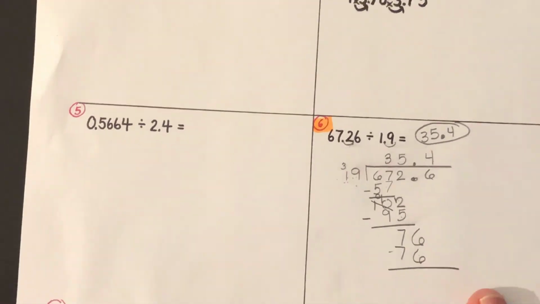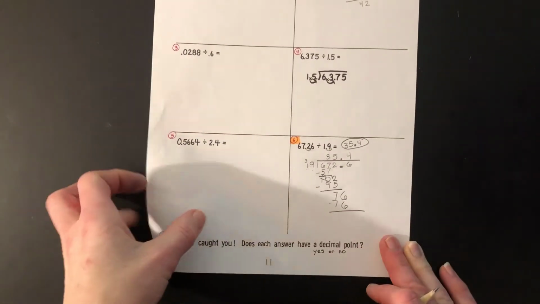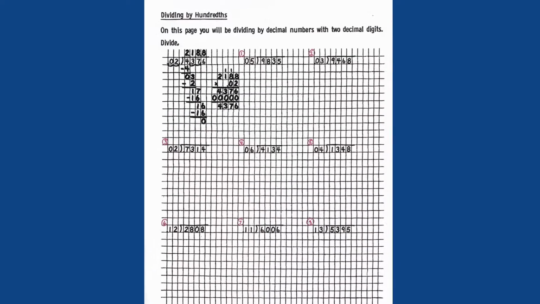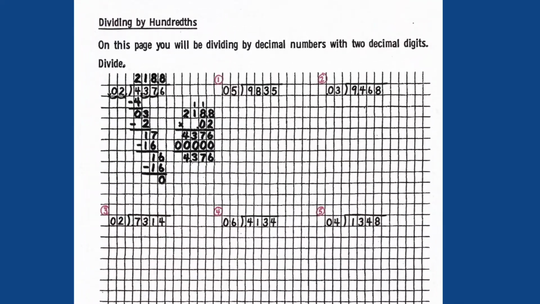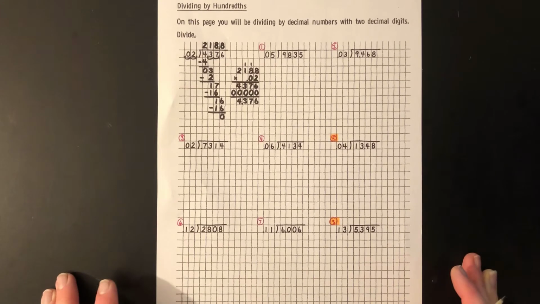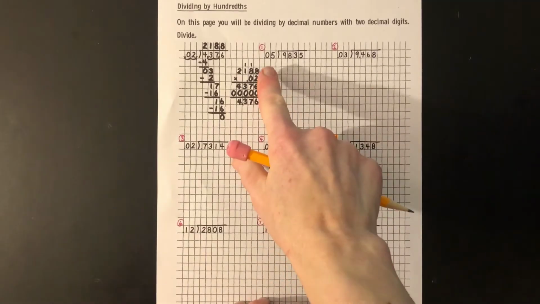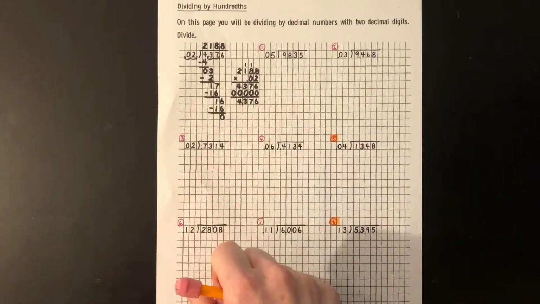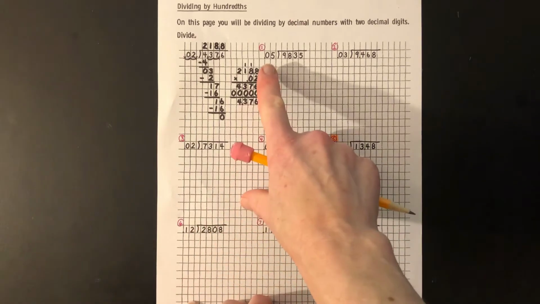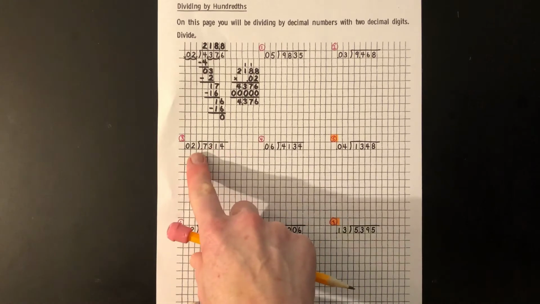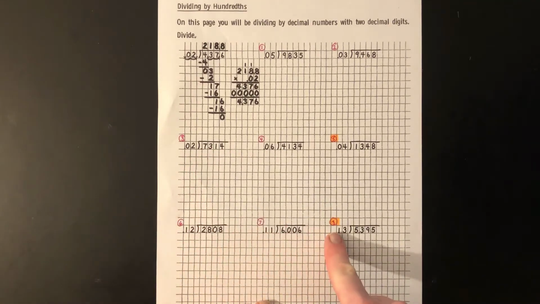Okay. Now, on to page 12. This one is just like the other page in that every single one of your quotients will be moved the same number. Whereas the other page, they were all tenths. This one, they all have hundredths. You've got 2 decimal places, every single one of these divisors.